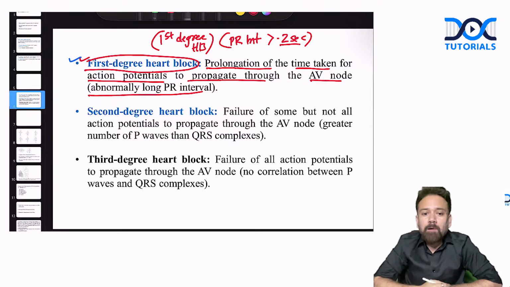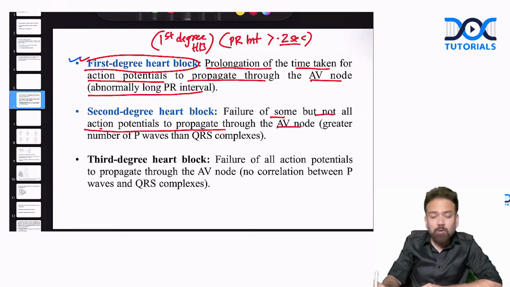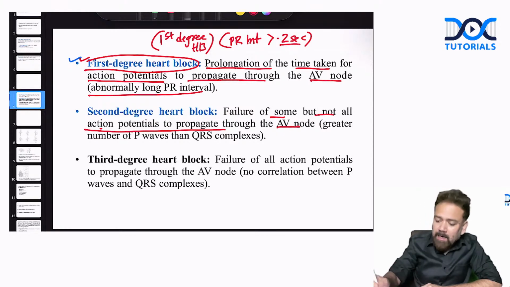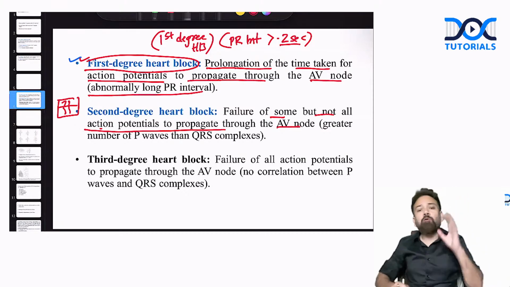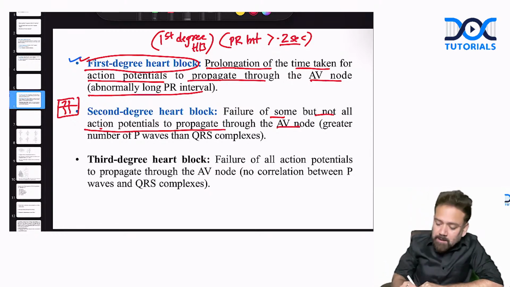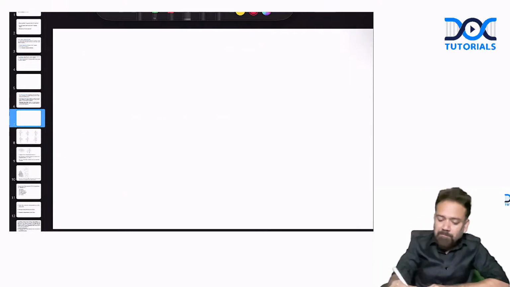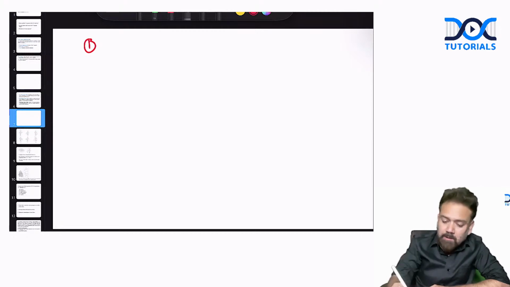First degree heart block. What about second degree heart block? In second degree heart block, there will be failure of some, but not all, action potentials to propagate through the AV node. I will discuss in detail, don't worry. So in second degree heart block, not all waves will pass from atria to ventricle. Suppose 4 waves are coming from atria to ventricle, 2 will stop and only 2 will come through. It is second degree heart block. In third degree heart block, it is a complete heart block, failure of all action potentials to propagate through the AV node. Let me discuss one by one. So first, for your exam, it's very important: what is first degree heart block?